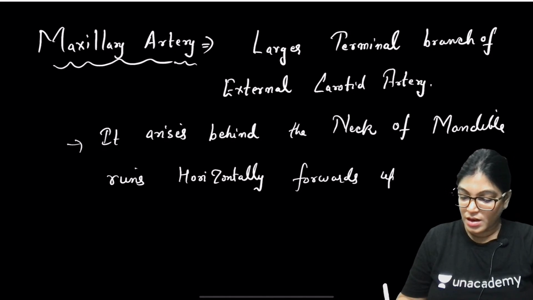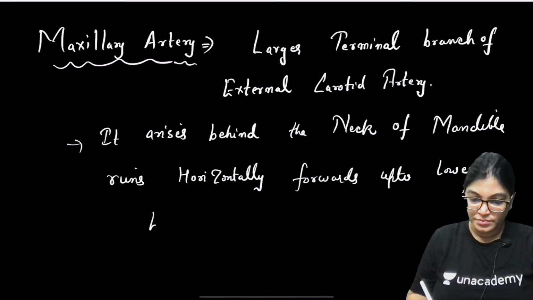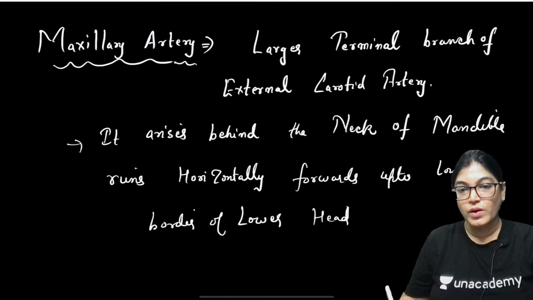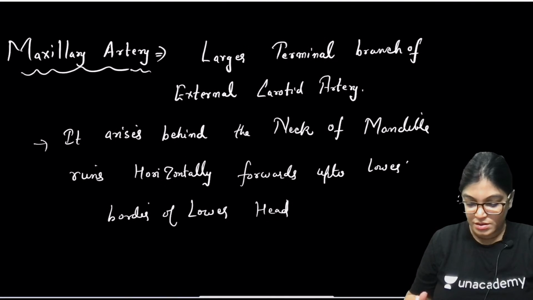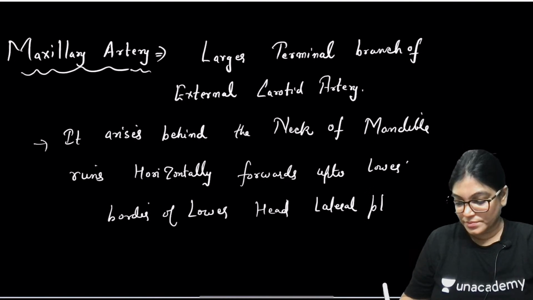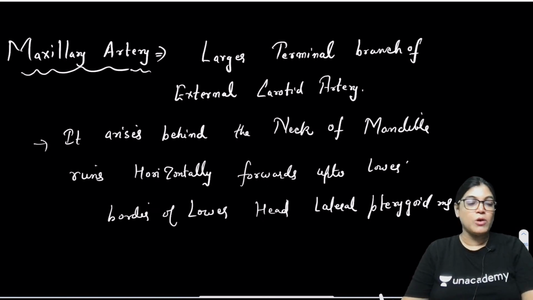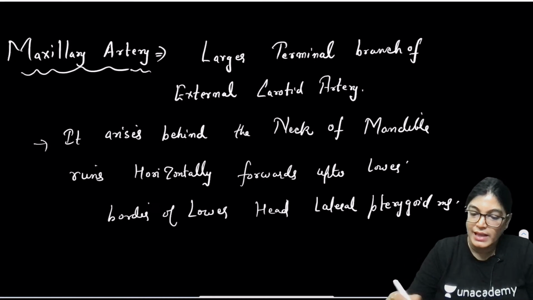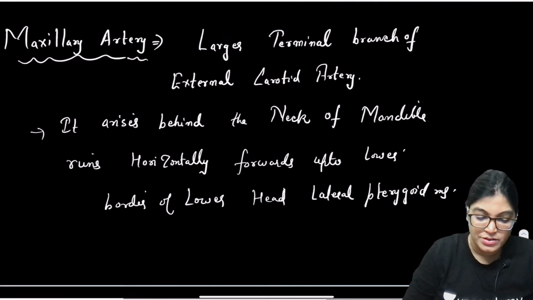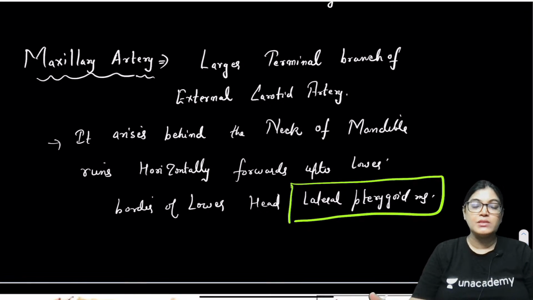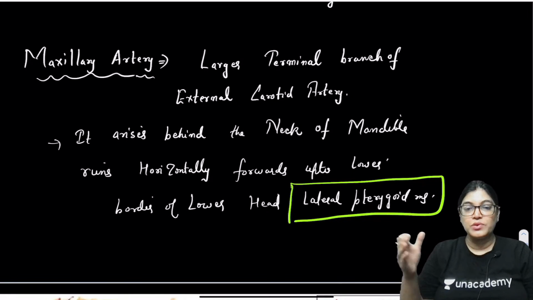up to the lower border of the lower head of lateral pterygoid muscle. Okay, so this is all about the origin point. This lateral pterygoid muscle is considered to be the key muscle of infratemporal region. Why key muscle? Because this is the muscle which divides the maxillary artery into three parts, first, second and third.